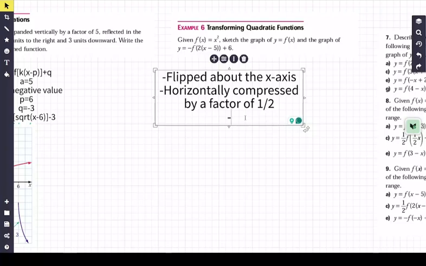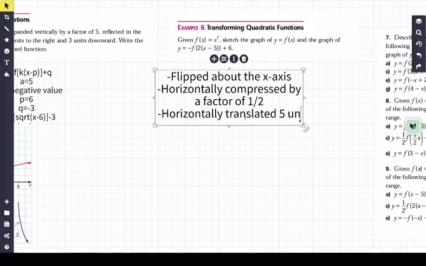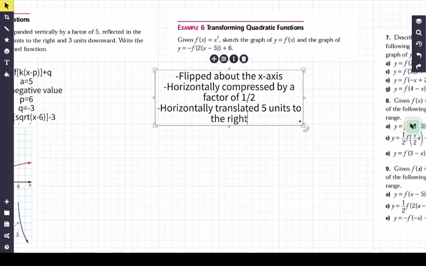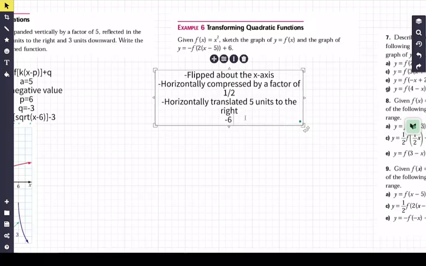And then horizontally translated 5 units to the right because it's negative 5. So that's actually 5 units to the right. And then finally we have 6, vertically translated 6 units upwards. So whenever you describe something, I want you to describe horizontal or vertical, compressed, or translating, or moving by a factor of what. Or you can just say 5 units up, right, down, left, or whatever. And that's pretty much it.